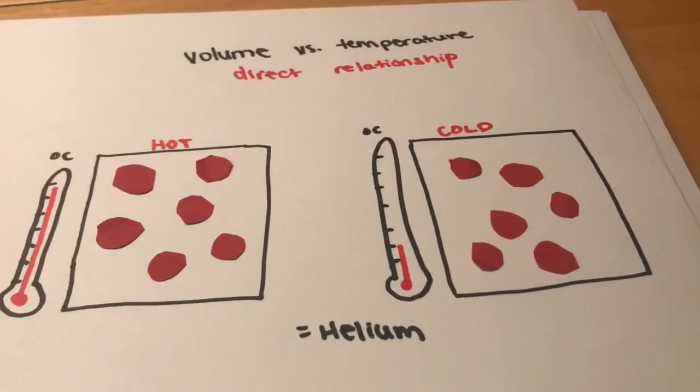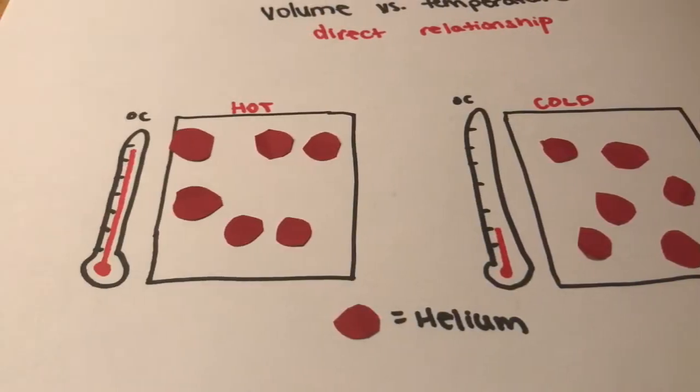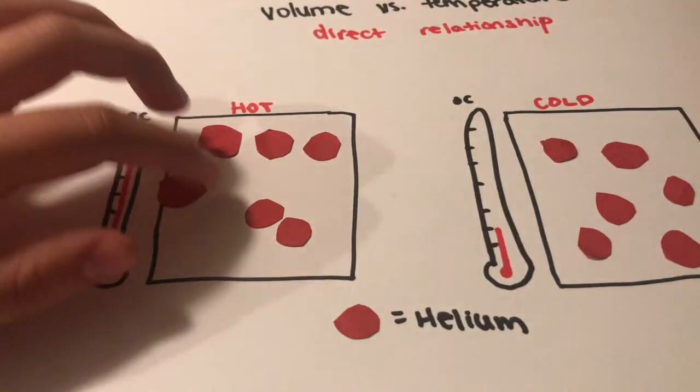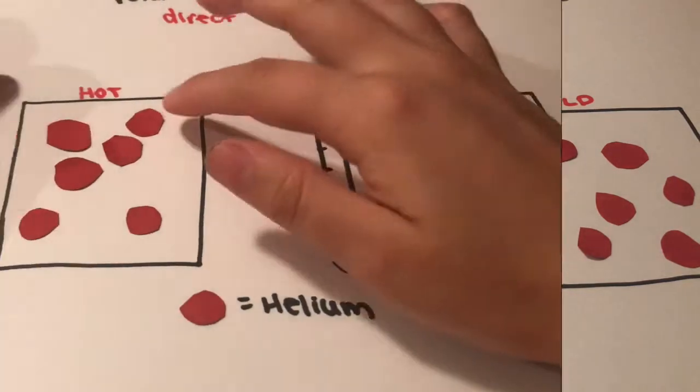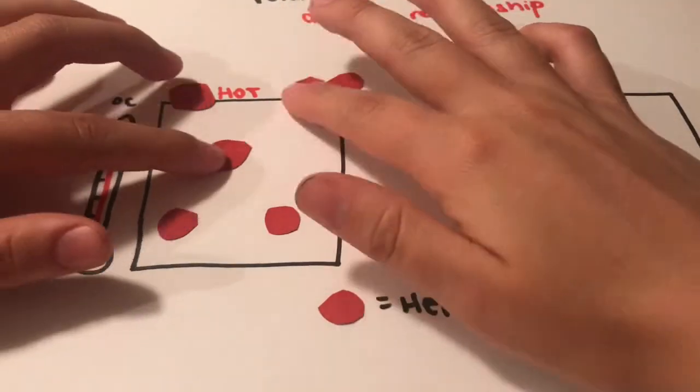Volume and temperature have a direct relationship, which means as volume increases, so does temperature, and as volume decreases, temperature decreases as well. When the temperatures increase, the molecules will be moving faster because they have a higher average kinetic energy. By moving faster, this means they're going to expand, which will increase the volume.